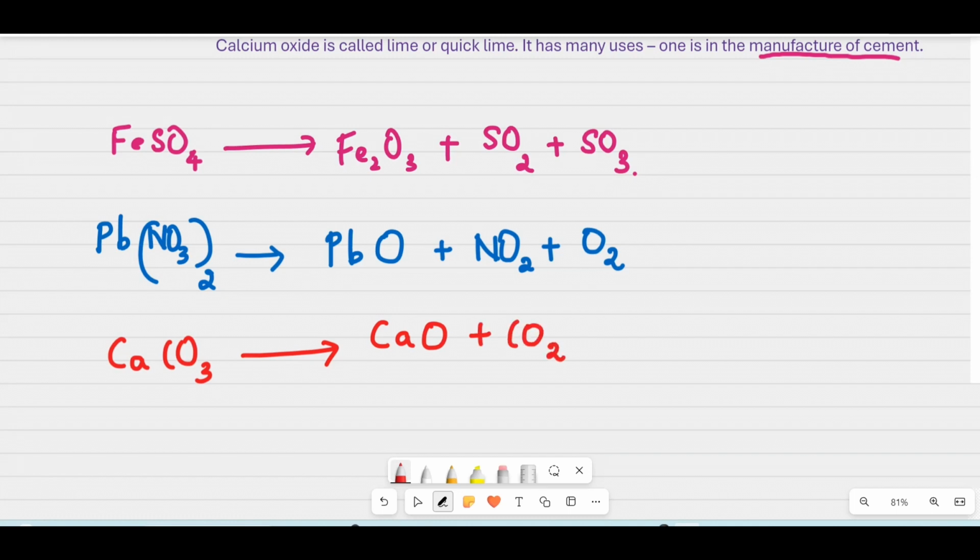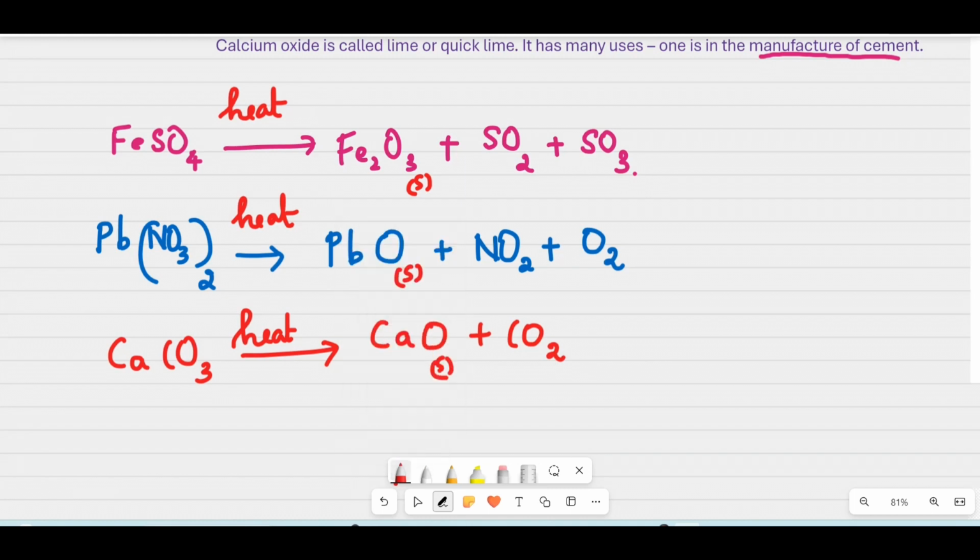So when you look at these three reactions, in all these decomposition reactions, we are using heat to decompose. All these are decomposing in the presence of heat. So we can call this a thermal decomposition reaction because we are giving heat energy to decompose these compounds. And in all these reactions, one of the products is a solid substance. Fe2O3 is solid, lead oxide is solid, and calcium oxide is also solid. Along with the solid substance, you get gases. There is liberation of gases also.